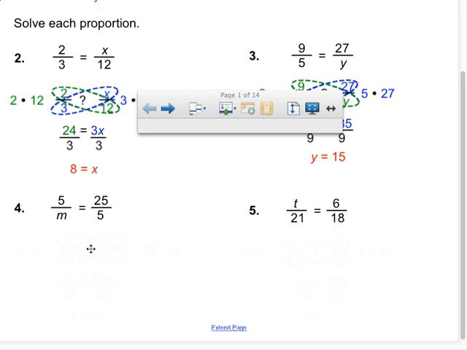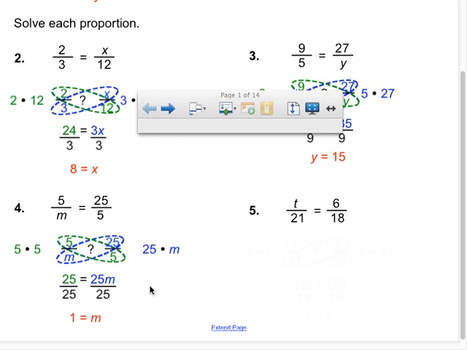So do you see how it's 1? If you need to double check, we can do cross product method. 5 times 5, m times 25. That gives us 25 equals 25m. Divide both sides by 25, we get 1 equals m. Okay? So you got the correct factor. I think you're thinking on how to solve for m. Yep. All right, go ahead.